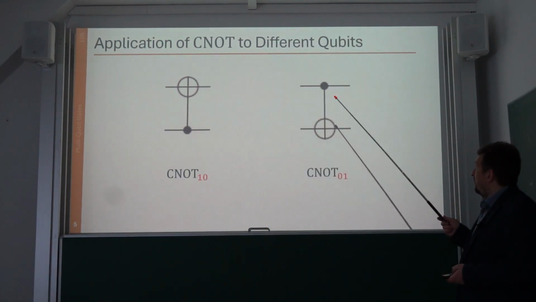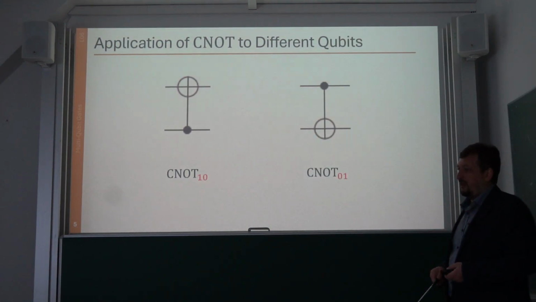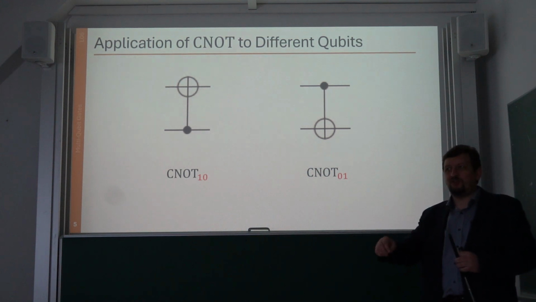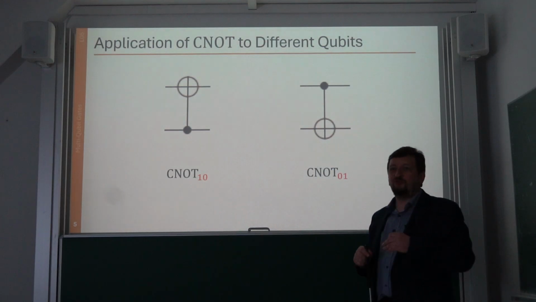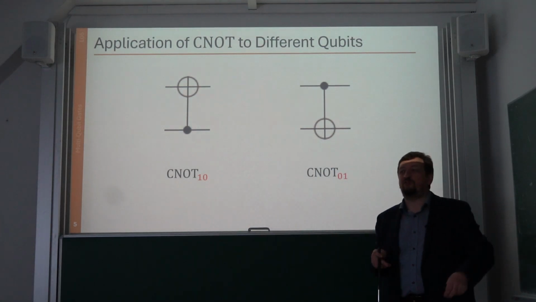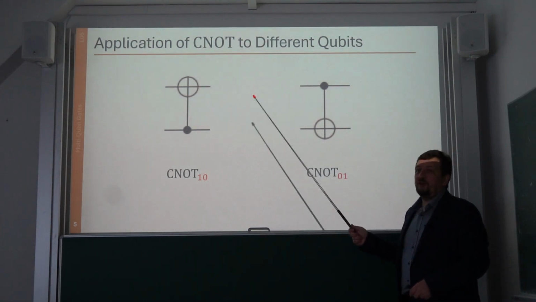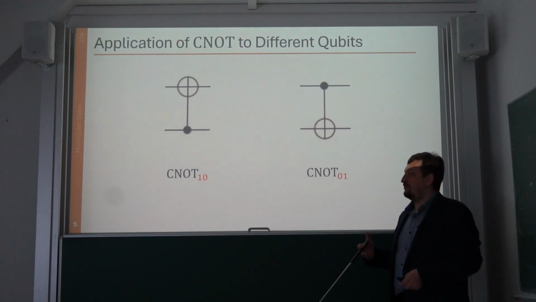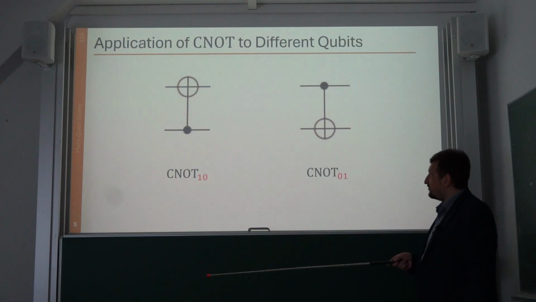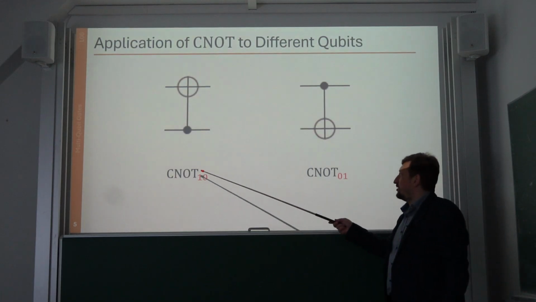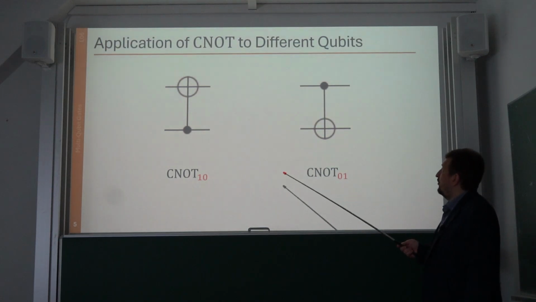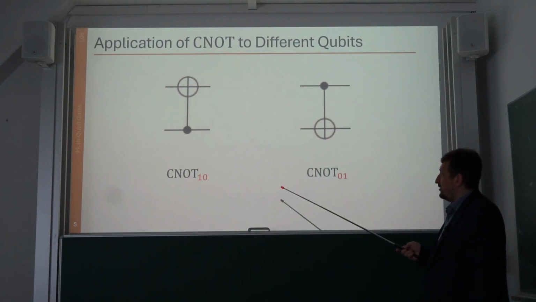Okay, so when we use this CNOT and want to write a formula, it's not very often, because it's much easier to use quantum simulators to calculate what a particular sequence of gates does. But sometimes we want to write a formula. So it's important to write to which qubit we apply this gate.